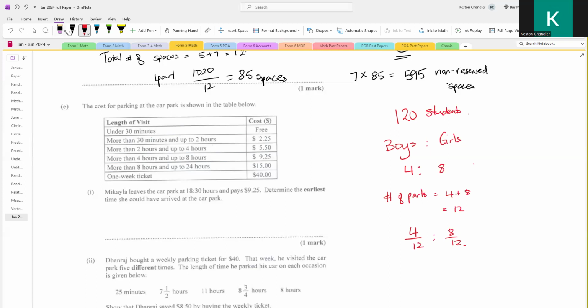Another way we could look at it is if we know that it's made up of 12 parts, we could find how many students is one part. One part is going to be 120 divided by 12, which is 10 students. So if one part is 10 students, then 4 parts is 40, and 8 parts is 80. So 40 plus 80 is 120. Give me a thumbs up if everybody's okay with that.